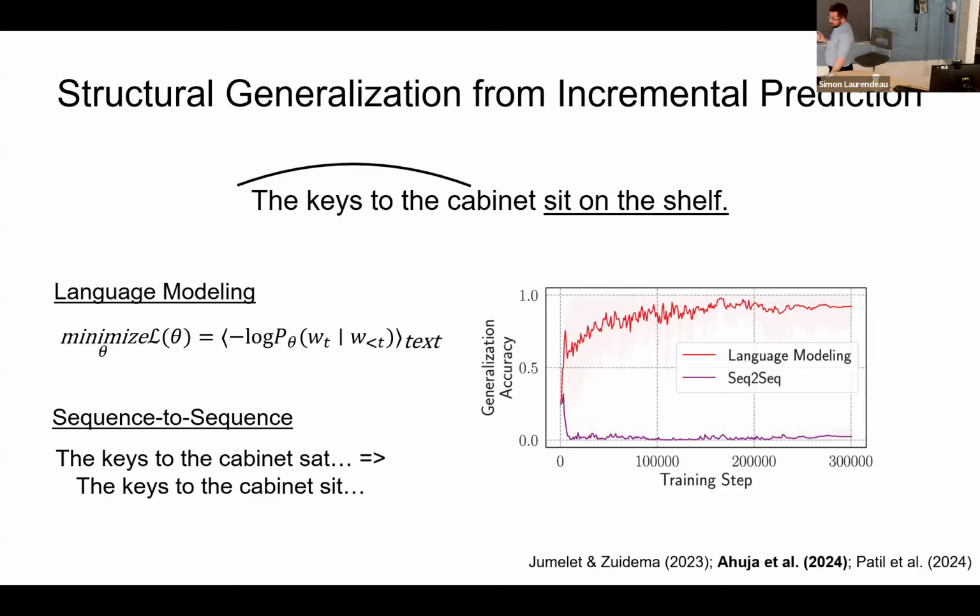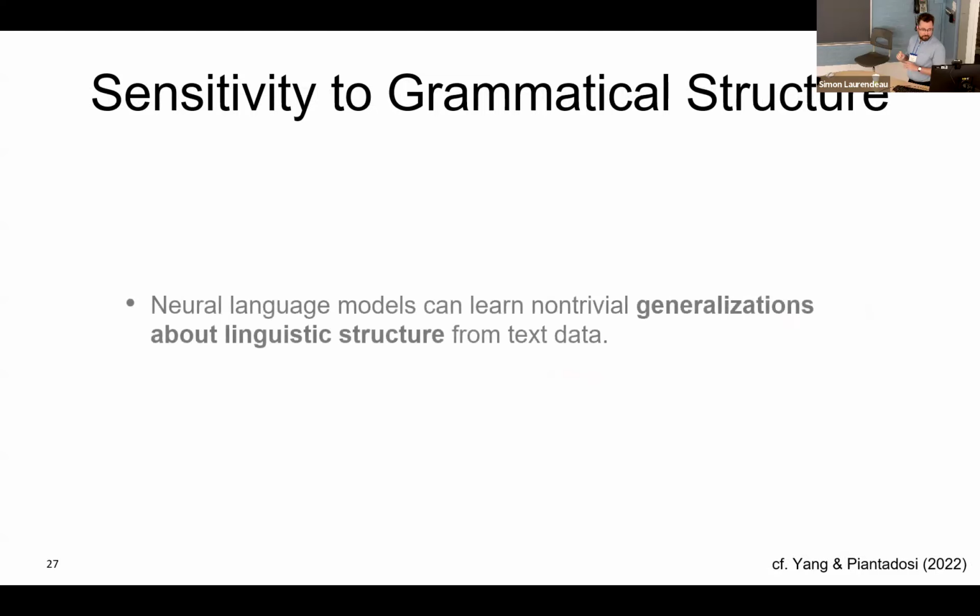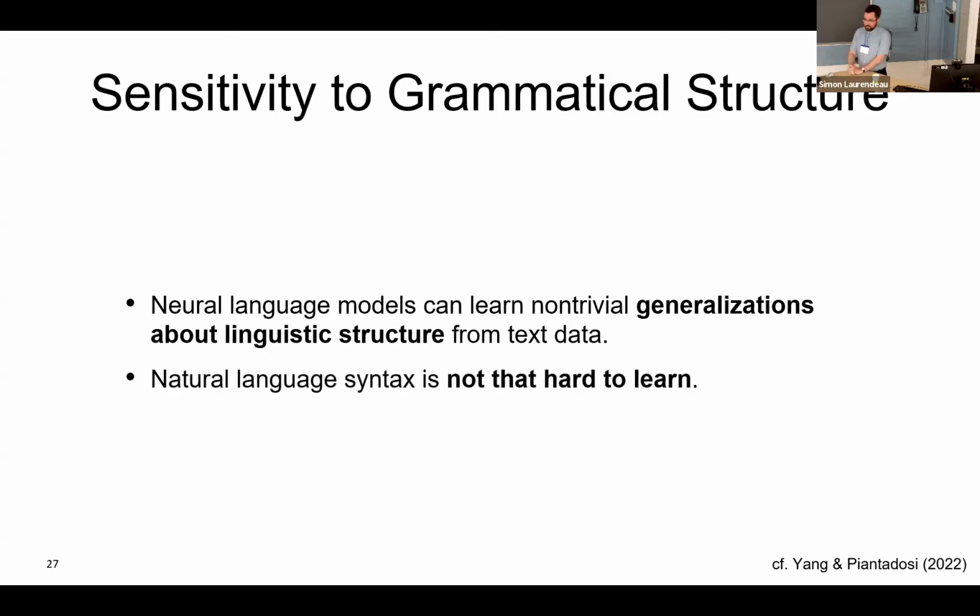Very interestingly, it looks like getting the right linguistic structure depends on training the model to do the right kind of incremental prediction. You have to be predicting the tokens given the previous tokens. You don't get it using other different objectives. And that's very interesting, and it points toward the idea that maybe this predictive distribution is an important thing for understanding how human language works. So we've seen that neural language models can learn non-trivial generalizations about linguistic structure from data. I think what this means is that learning natural language syntax is not that hard.